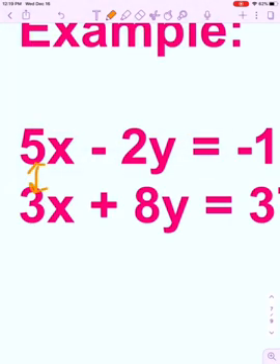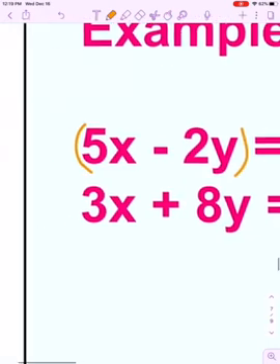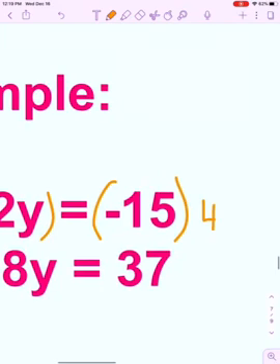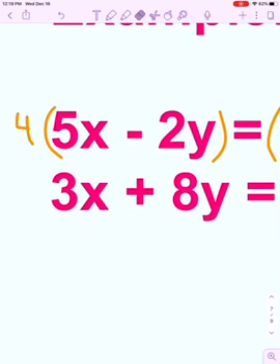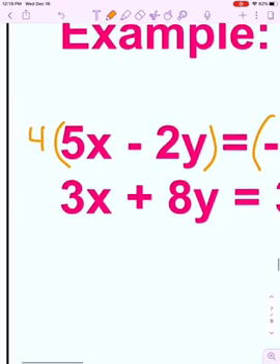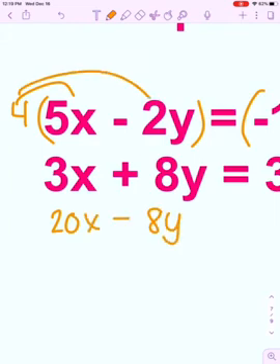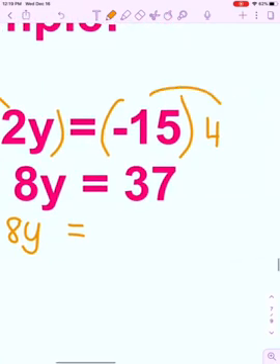I cannot easily turn a 5 into a 3 or a 3 into a 5. Okay? But I could turn a 2 into an 8. So in order to do that, I'm going to multiply this top equation. In order to make a 2 into an 8, I have to multiply by 4. I'm trying to make my y's match, and right now they have opposite signs. So I want to keep it like that, so I'm just going to multiply by a positive 4. So 4 times 5x is 20x, minus 4 times 2y is 8y, equals negative 15 times 4, which is negative 60.